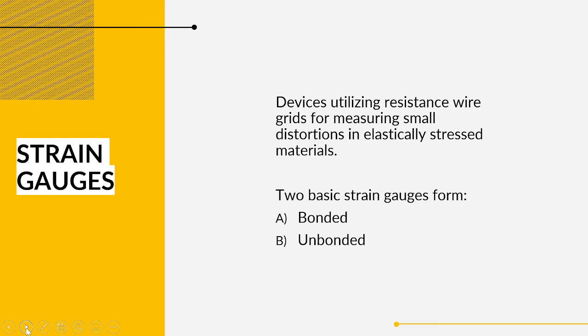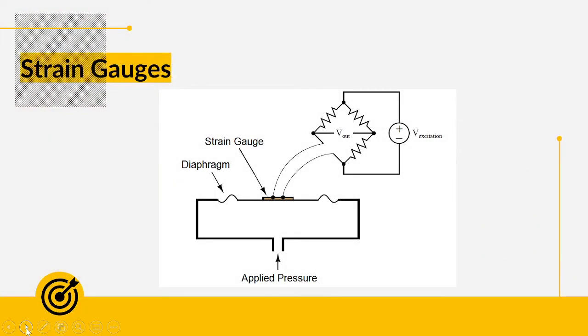For the bonded form of strain gauges, the device is bonded directly to the surface of the elastic element whose strain is to be measured. Unbonded strain gauges consist of a fixed frame and an armature that moves with respect to the frame in response to the measured pressure. So this is a diagram for a strain gauge. As you can see, we have here the strain gauge, the diaphragm, V out, and the V excitation, and the applied pressure. To fully comprehend its principle, let's watch this video.